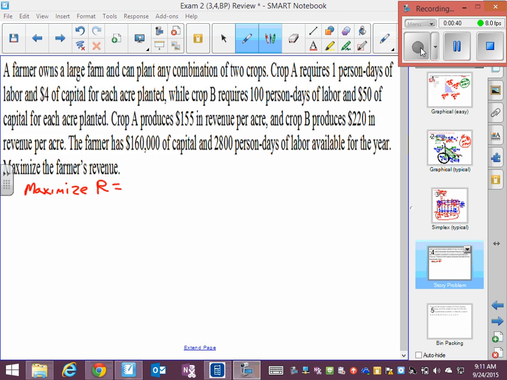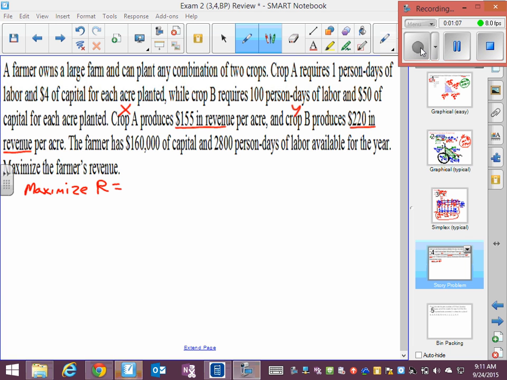If you go through and read it again, look for numbers that are talking about revenue. And so I see we're talking about revenue here and here. So I know those numbers are all going to go in that revenue equation. If you examine that sentence closely, it's talking about crop A and crop B. And so I'm going to define variables, X to be crop A and Y to be crop B.